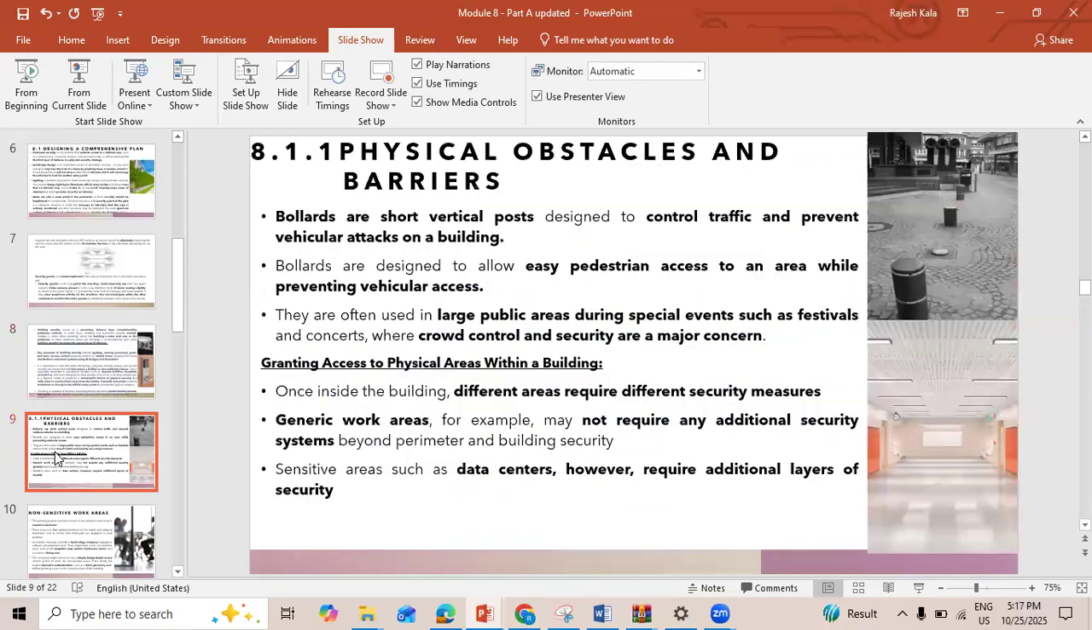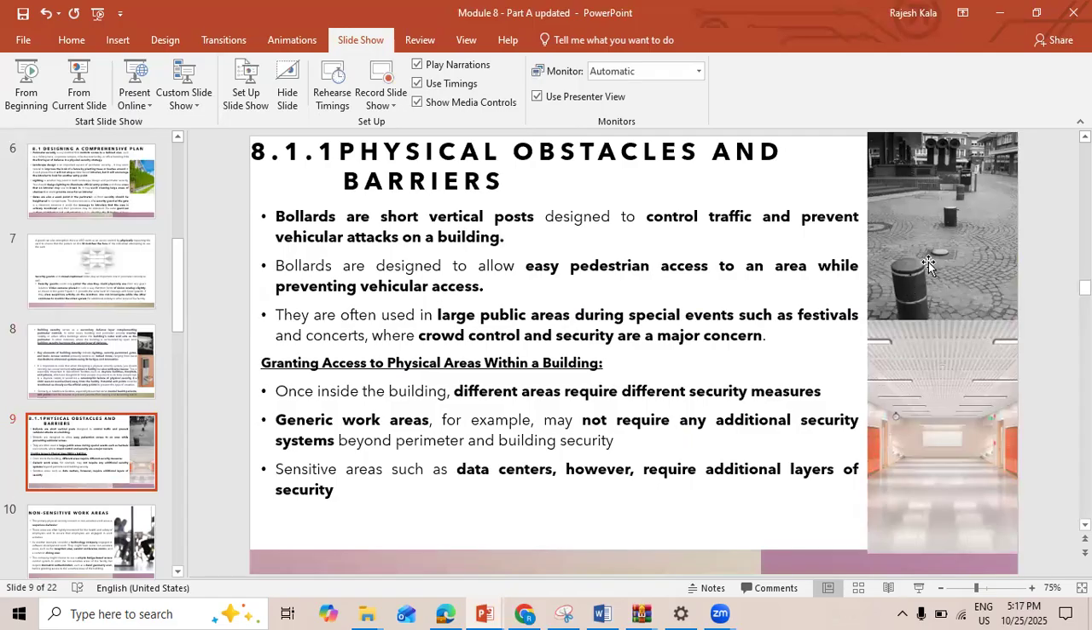Then what are the physical obstacles and barriers we can put to protect the company premises or buildings? See here, these are bollards. They are short vertical posts used to control traffic and prevent vehicle attacks on buildings. So there are some buildings over there, and people may be walking through that particular path. I want to protect that building, so I keep these bollards.